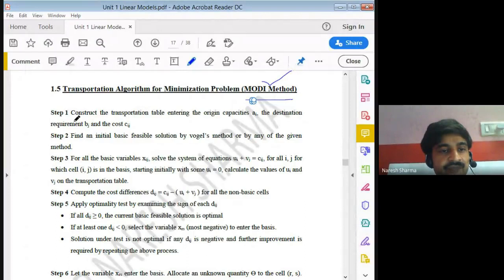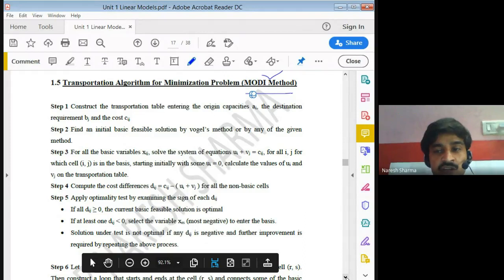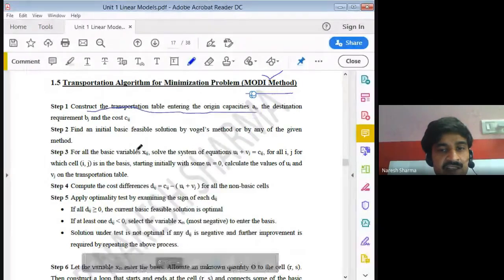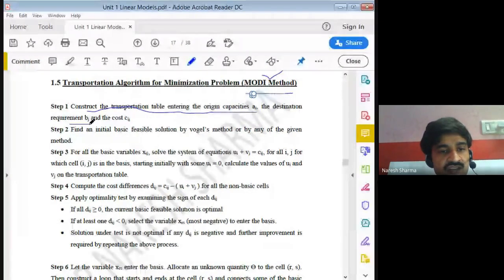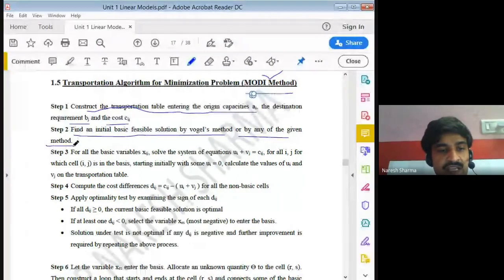So stepwise, I will read this and parallelly try to apply it on one problem. First of all, construct the transportation table, entering the original capacities Ai, requirements Bj and their costs. These we always enter in a table. Now find the initial basic solution by the Vogel method or any of the given methods you can choose. So first of all, we can choose one example and proceed up to step 2.